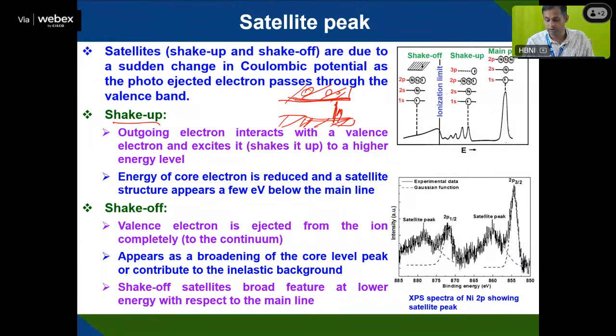1s, 2s, 2p are converted like 2s, 2p and 3p. So there is a probability of shake-up and shake-off. This is the main peak here. If the valence electron is ejected from the ion completely, into the continuum, that is shake-off. So it appears as a broadening of the core level and a shake-off satellite broad peak feature at lower energy with respect to the main line.